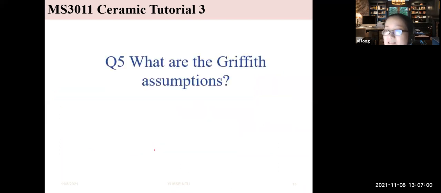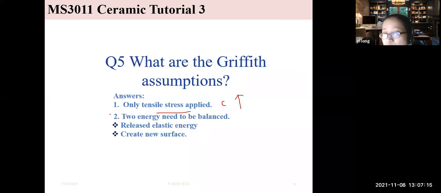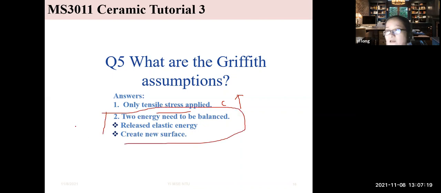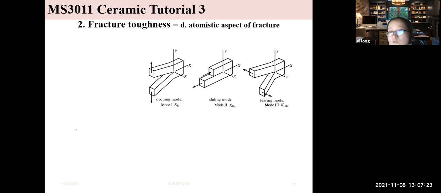Okay, so we talked about Griffith's assumptions: we assumed only tensile stress is considered. Obviously, remember the compressive stress will be much higher than the tensile stress. Also, we only talk about the two energies needing to be balanced. So those are the Griffith's assumptions. Now let's move to question 6.